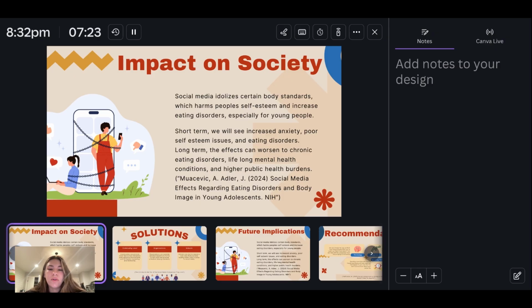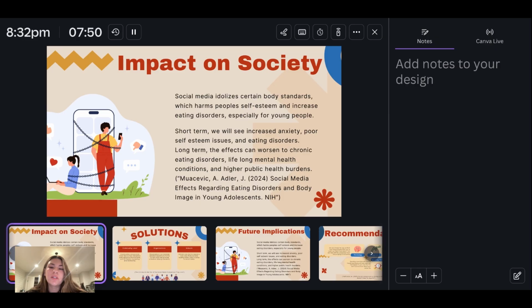At the community level, the pressure to conform normalizes unrealistic beauty standards, and it creates an environment where comparison, diet culture, and negative body images become common. Over time, we could see an increase in the number of people needing medical and psychological support. For organizations, especially healthcare and social media companies, this could lead to higher costs, greater demand for services, and a lot of ethical responsibility to address the harmful content online.